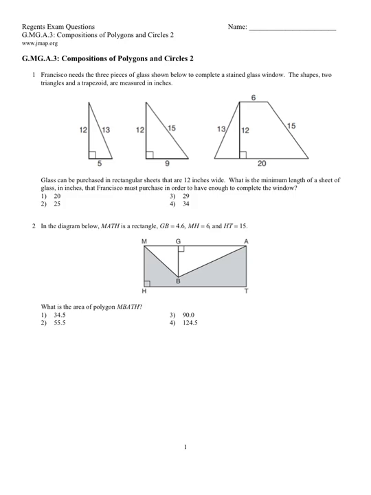Glass can be purchased in rectangular sheets that are 12 inches wide. What is the minimum length of each sheet of glass in inches that Francisco must purchase in order to have enough to complete the window? So the thing is, you have this 12 inches wide part.